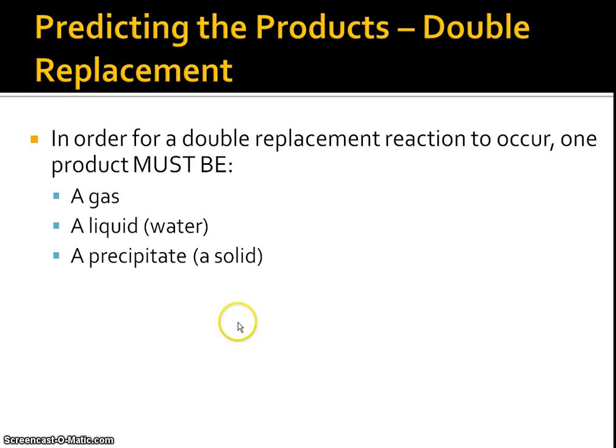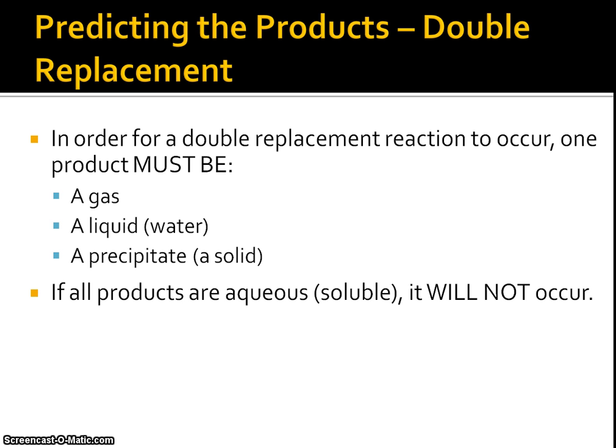For a double replacement reaction to occur, one of the products has to be either a gas, liquid water, so you'll actually see H2O, or a precipitate, which remember is a fancy way to say a solid. So you have to get either a gas, liquid, or a solid. If all of your products are aqueous, meaning that they're soluble, the reaction will not occur. So as long as you get at least one thing that's not aqueous, it will occur.